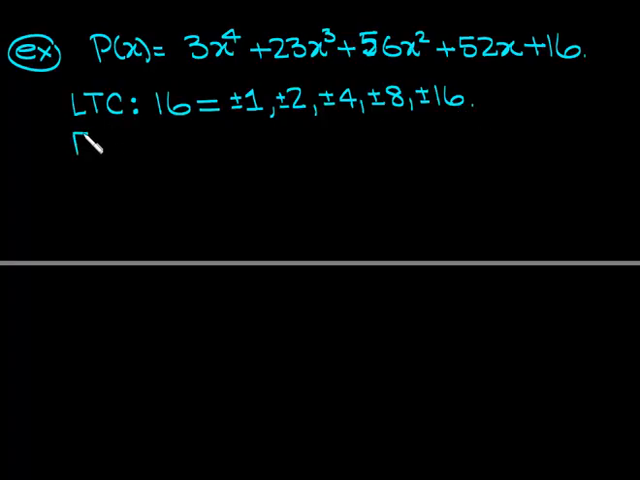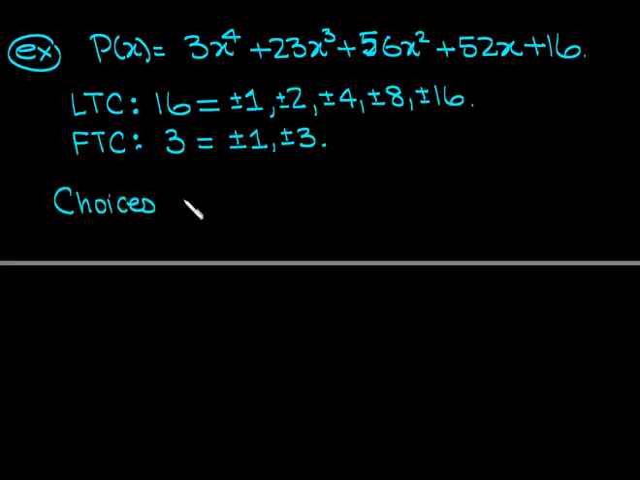Let's take a look at the first term coefficient, which is 3. What divides 3? 1 always divides everything, and so does minus 1, and then plus or minus 3. So what are the choices for our zeros? Now remember, these are the choices just for the rational zeros.